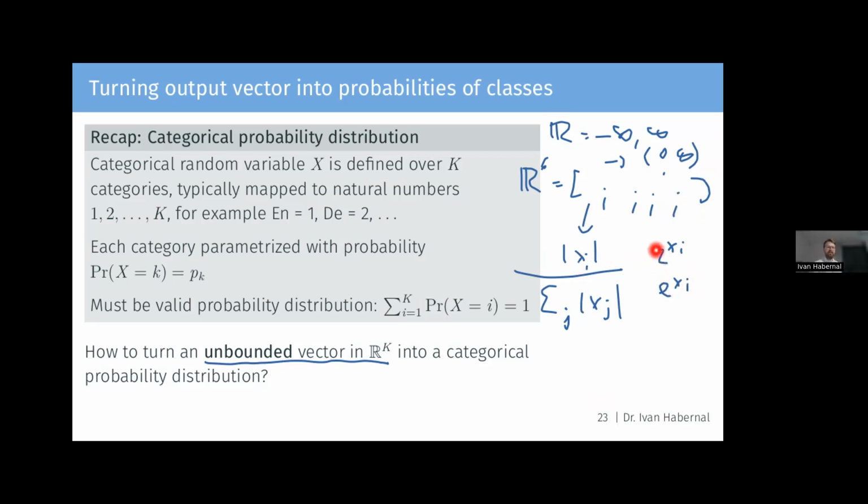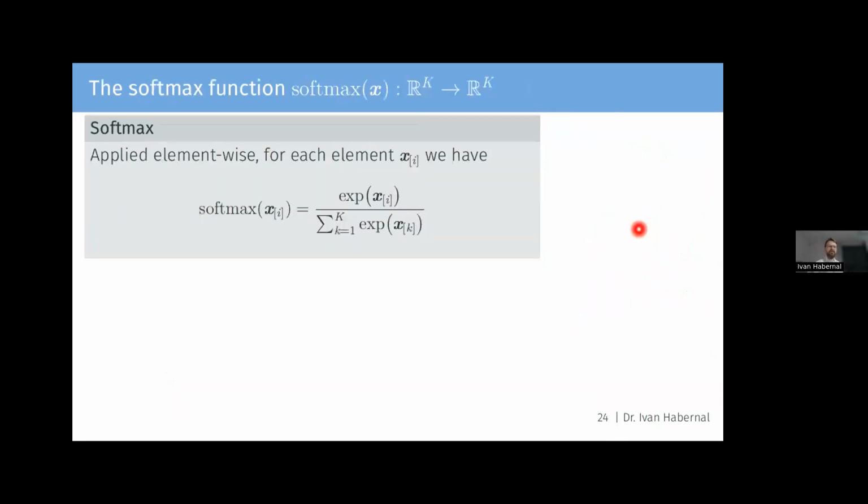Okay. So this is great. This gives us positive numbers, and it's even better because it gives us differentiation, which is just the same function. And what we end up with now: if we replace these absolute values with e to the x, we found the softmax. Congratulations, great job.